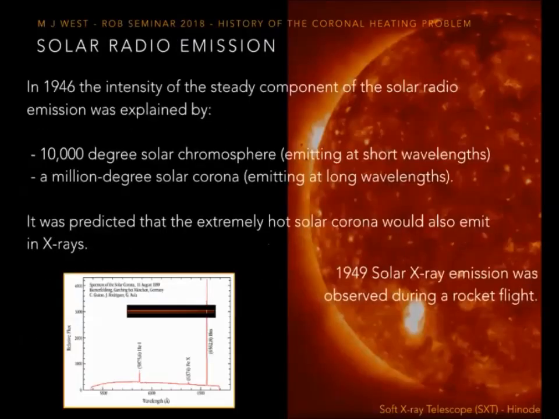In the 1940s, the intensity of the steady component of solar radio emission was explained by a 10,000 degree solar chromosphere. That's going to be the lowest level of the solar atmosphere, which I'll describe afterwards, and also a 1,000,000-degree solar corona emitting in long wavelengths. And it was predicted that the extremely hot solar corona would also emit in X-rays. And I've just overlaid over the back here a contemporary image from the SXT soft X-ray telescope showing the sun in X-rays.